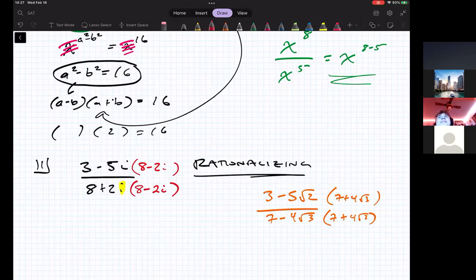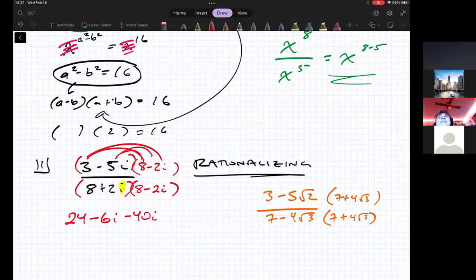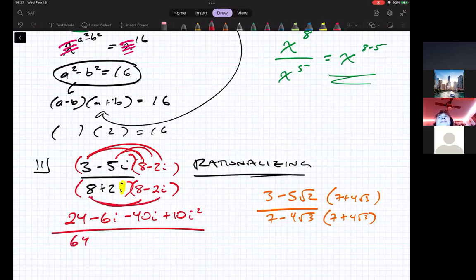So if I do the entire distribution here, 3 times 8, 24. 3 times negative 2i, negative 6i. Negative 5i times 8 is negative 40i. And negative 5i times negative 2i is going to equal positive 10i squared. Okay. We'll simplify that in a little bit, but let's figure out the denominator. 8 times 8, 64. 8 times negative 2i, negative 16i. 2i times 8 is 16i. And 2i times negative 2i is negative 4i squared.